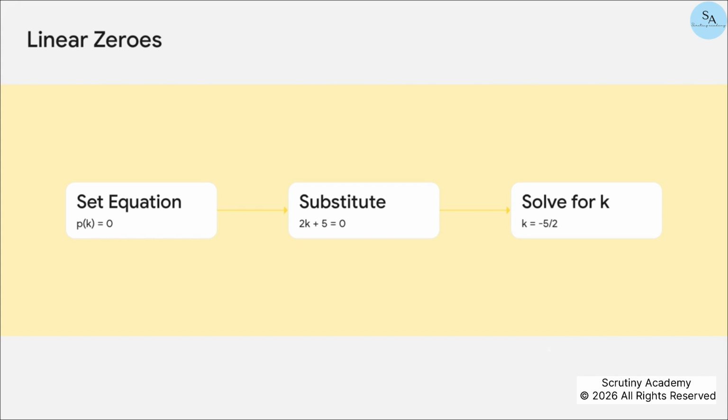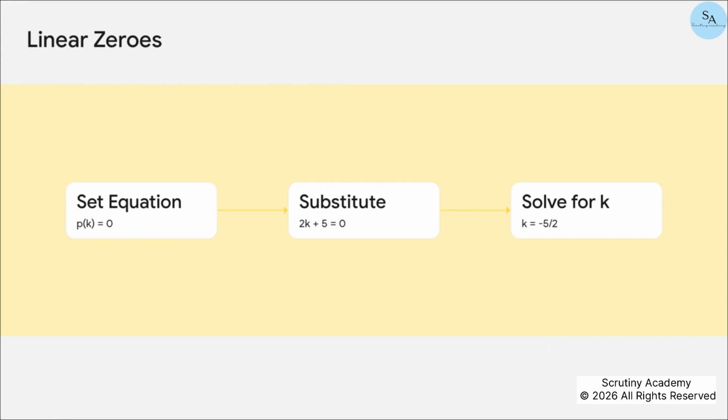We'll start easy. We are given the linear polynomial p of x equals 2x plus 5, and we are asked to find its 0. Step 1. Set the whole equation to 0. Step 2. We write it out. 2k plus 5 equals 0. We're just using k here to represent our secret number.